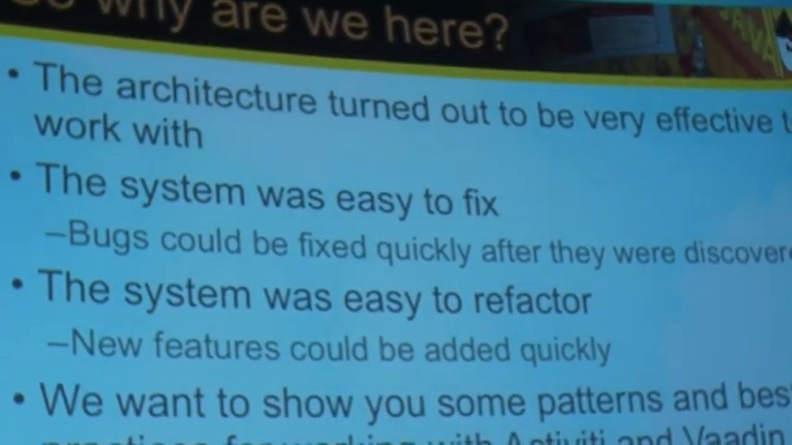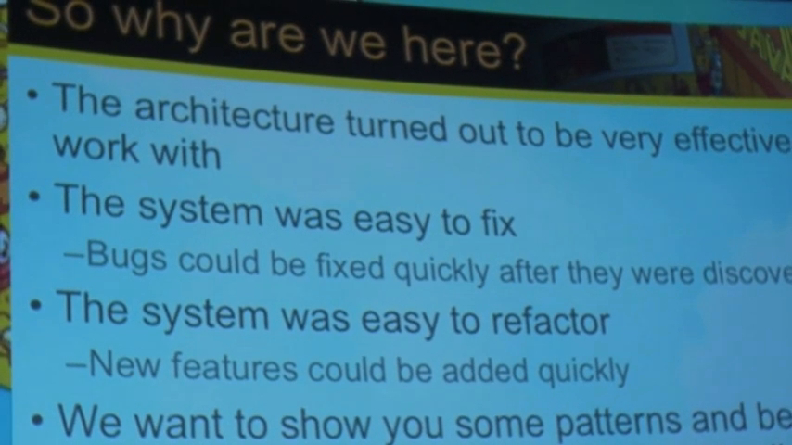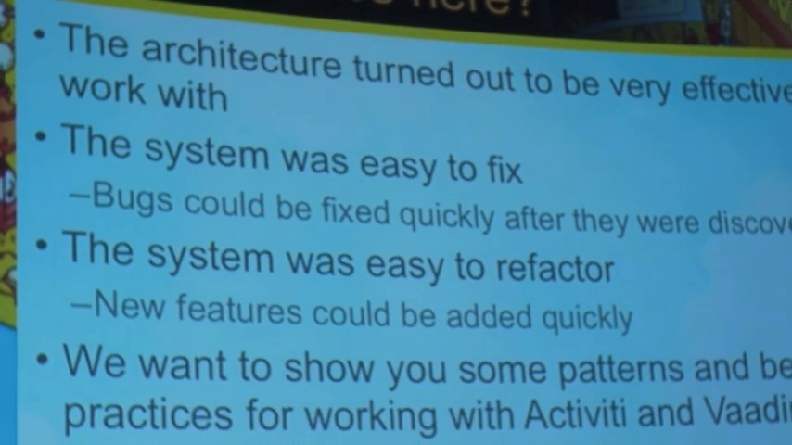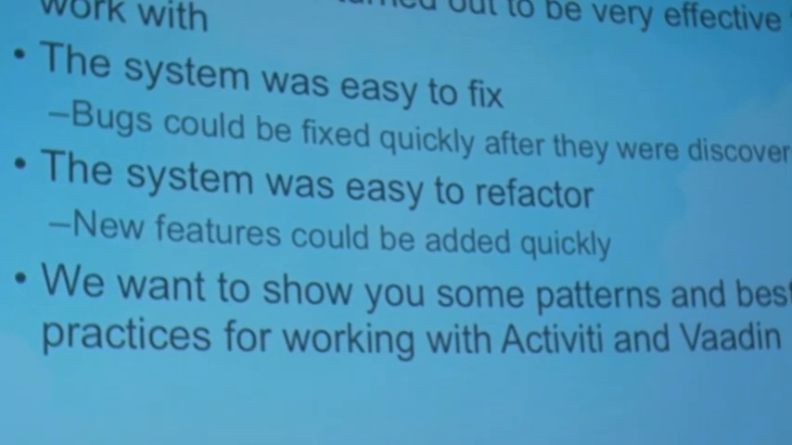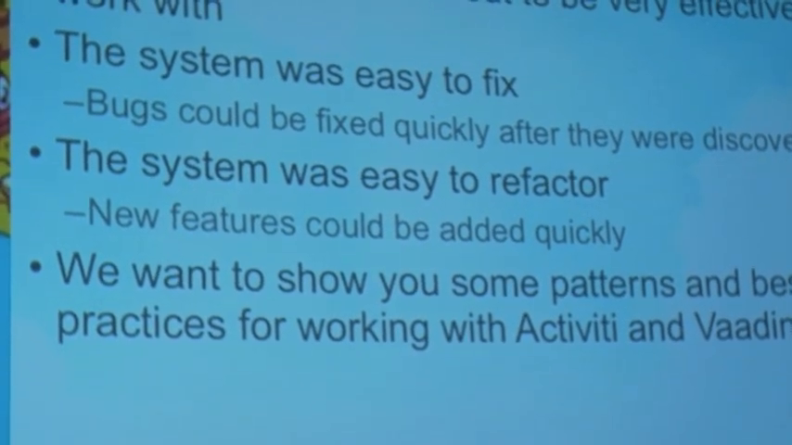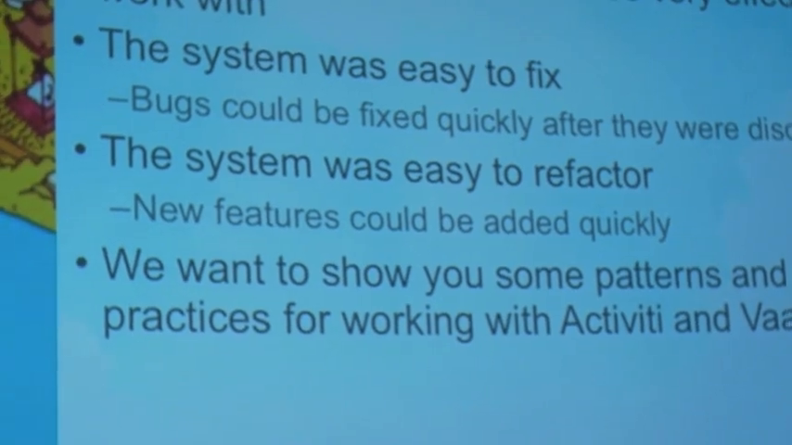So why are we here? I'm asking myself the same question sometimes, but the architecture we came up with turned out to be an effective way to work. So it was easy to fix. Sometimes some bugs came up and we could easily identify which part of the application we should address, which part was responsible for it. Also, some additional features requested were easy to implement as well. We're not going to show you the dark secrets of Devoxx registration today. We just want to show you some patterns and best practices for working with Activiti and Vaadin. So we're going to show you another application we made using similar techniques we used for Devoxx registration.